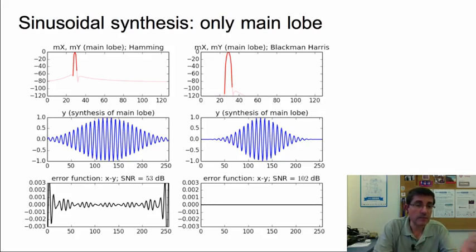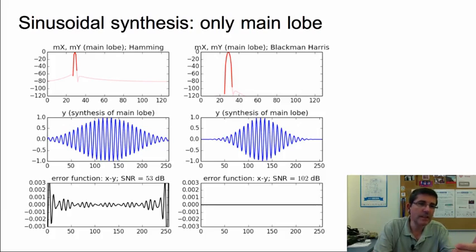So in the examples before with the Hamming and the Blackman-Harris, we can now plot just the spectrum of the main lobe samples. And here we see the main lobe samples in dark red and the rest of the samples in light red. And then if we just take the inverse DFT of just the samples of the main lobe, we get these blue shapes, these sinusoids, which from a first look seem okay.